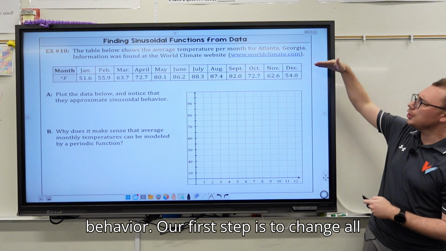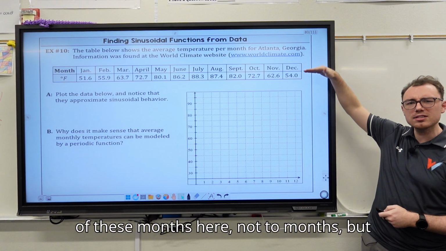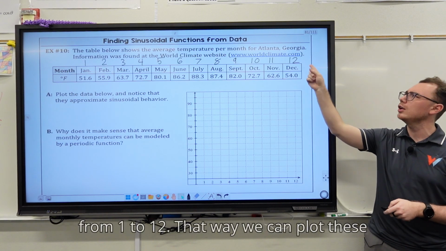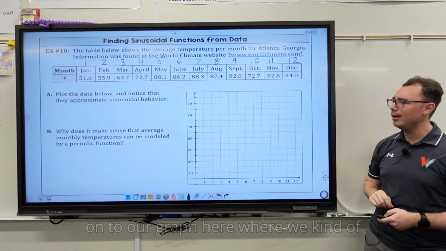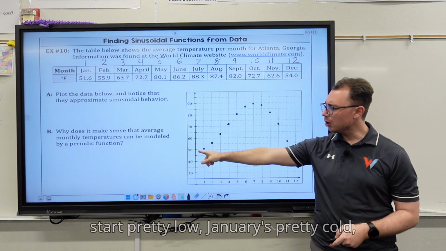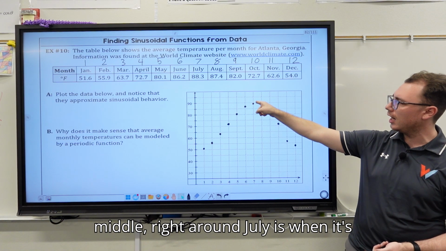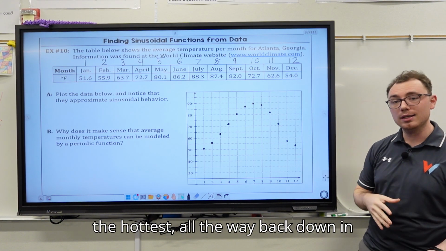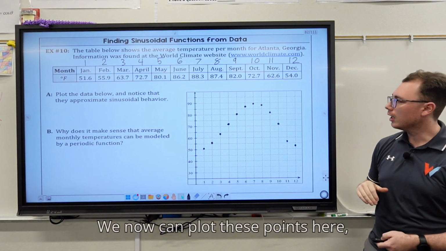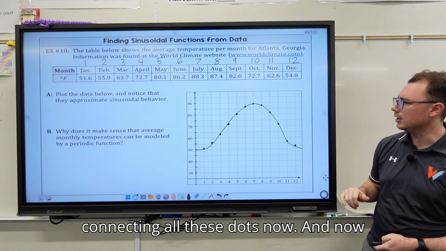Our first step is to change all of these months here, not to months, but to numbers. We want to make them going from 1 to 12. That way we can plot these onto our graph here, where we start pretty low. January is pretty cold. And we start heading up, where in the middle, right around July, is when it's the hottest, all the way back down in December, where it starts getting colder. We now can plot these points here, connecting all these dots.